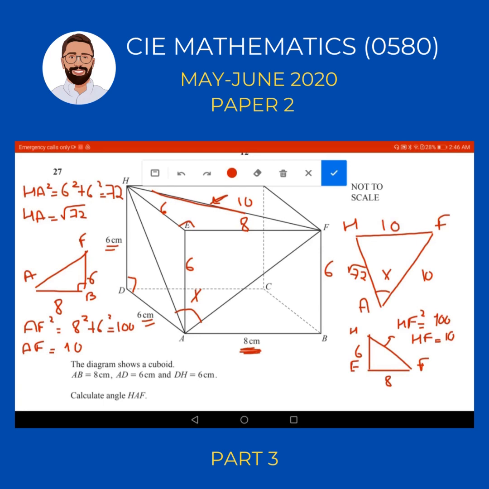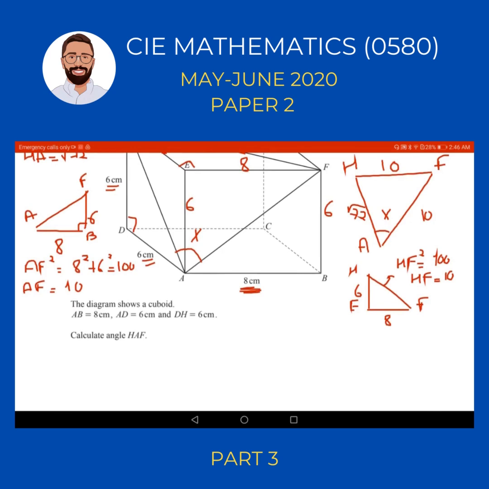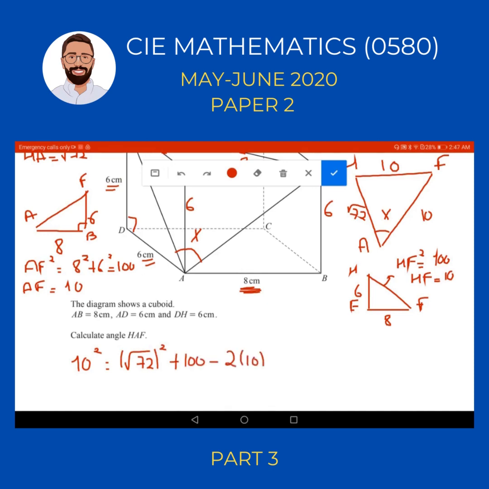Now we're given a non-right angle triangle with 3 known sides. And whenever you have a non-right angle triangle with 3 known sides, to find angle X, it's the cosine rule. The cosine rule states that it's the side that is opposite to your angle in the question, which is 10. So 10 squared is equal to the square root of 72 squared plus the other side squared, which is 100, minus 2 times 10 times the square root of 72 times cosine of the angle X.